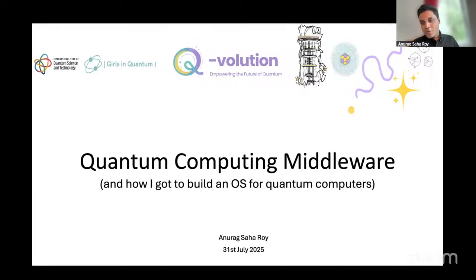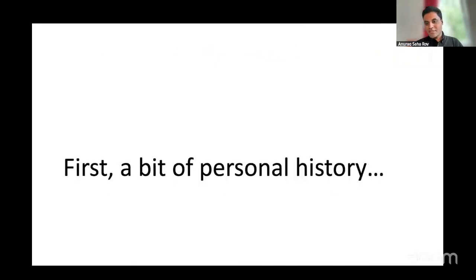So let's talk about quantum computing middleware. And in the process, I'll also get to tell you about how I got to this point of building an operating system for quantum computers. So first, let's look at a little bit of personal history. I promise it will not be very boring, but we'll get to see some interesting tidbits.